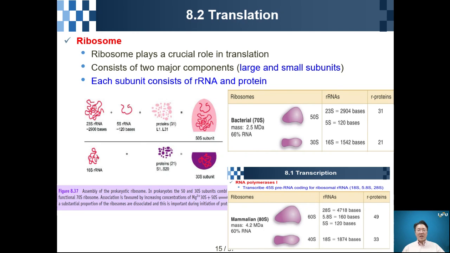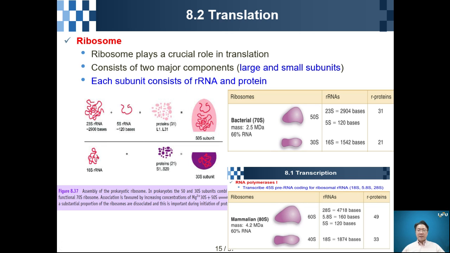So in this slide, I will explain the ribosome. The ribosome plays a crucial role in translation, especially in initiation, elongation, and termination. We will see the detailed mechanism in the next slide. The ribosome consists of two major components, the large subunit and the small subunit, and each subunit consists of ribosomal RNA and proteins.